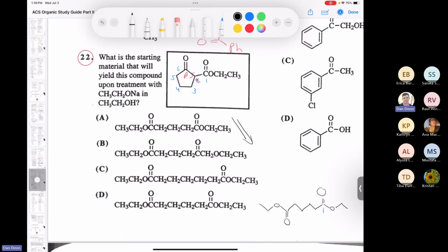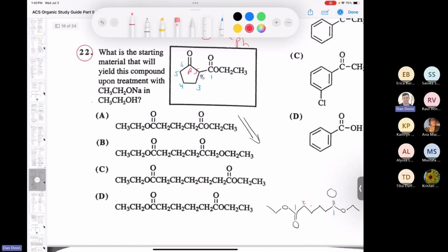And so if you look at these compounds carefully, look between the two carbonyls, and we have a total of 1, 2, 3, 4, 5, 6. Am I looking at the wrong one? Oh, no, it's this one here. 1, 2, 3, 4, 5, 6. And then you have an ethyl group here, and you have an ethyl group here. And so the answer is going to be D. So this is the Dieckmann.